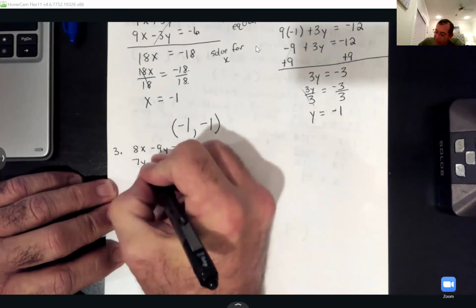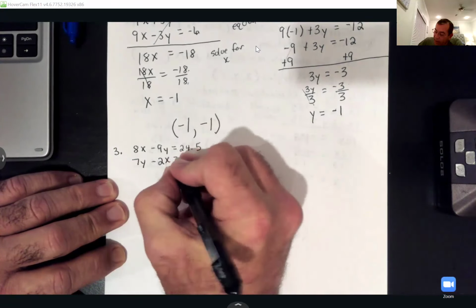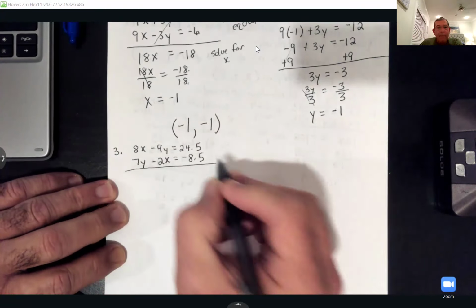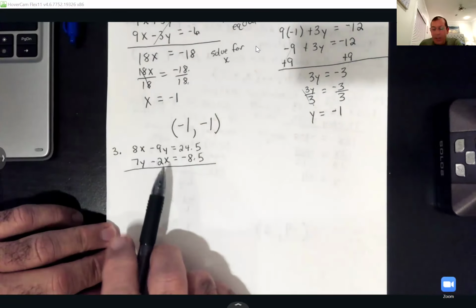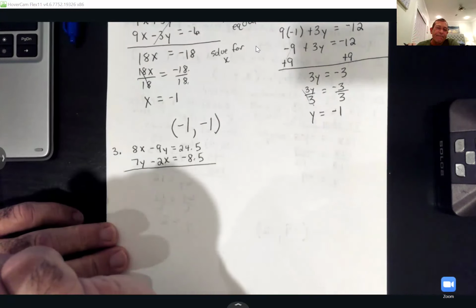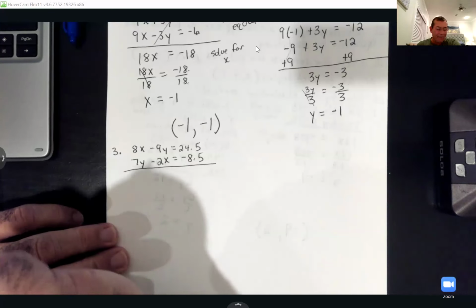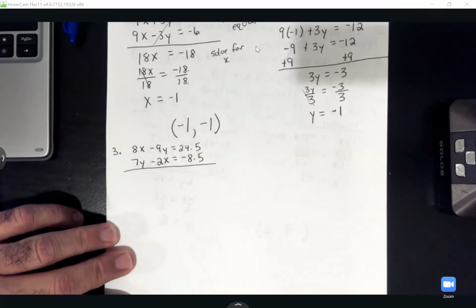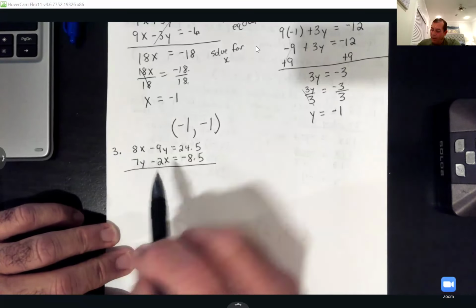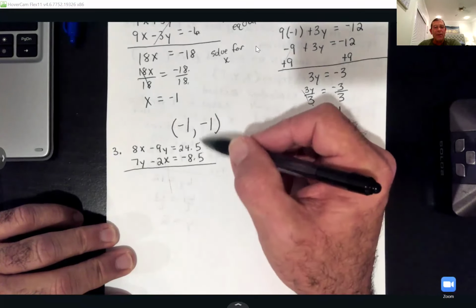Now, y'all watch this one. I got 7y minus 2x equals negative 8.5. Looking at these two equations, do you see something that we might need to fix? Switch around the y and the x's. Yeah, right here, these are out of order. You want all your x's in the first column, all your y's in the second column, and then your numbers.